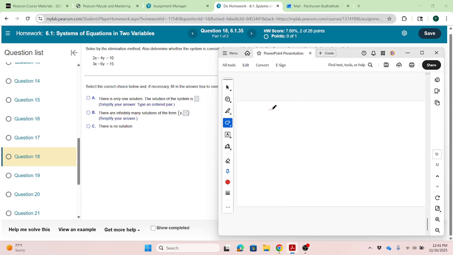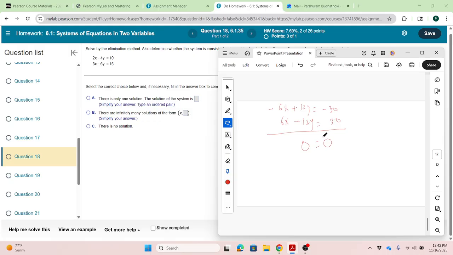Multiplying by negative, that will be negative 6x. Negative times negative is positive 12y, and negative 30. I'm multiplying the first equation by negative 3, and the second equation by 2. So 3 times 2 is 6, 6 times 2 is 12, and 15 times 2 is 30. If I do that, as you can see here, this gives us 0 equals 0.